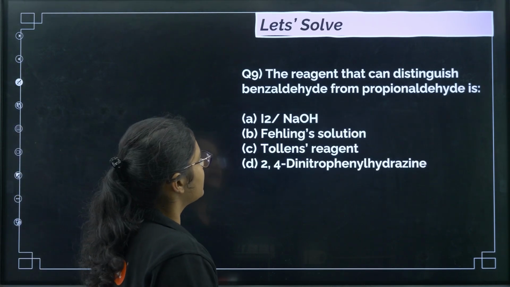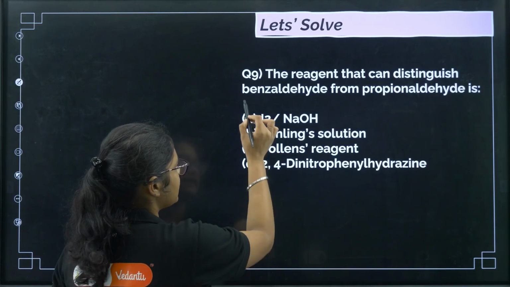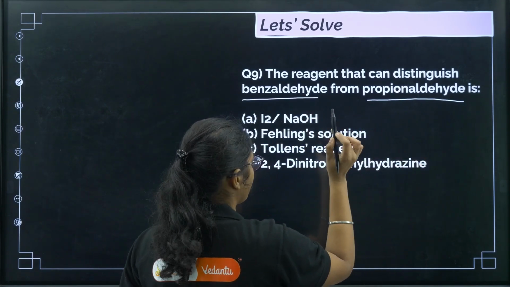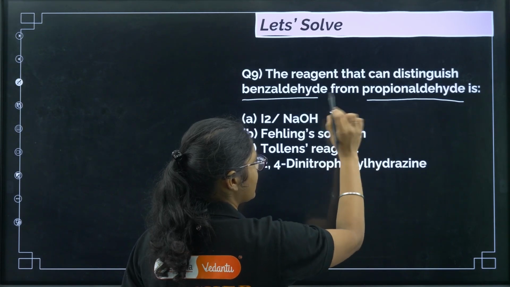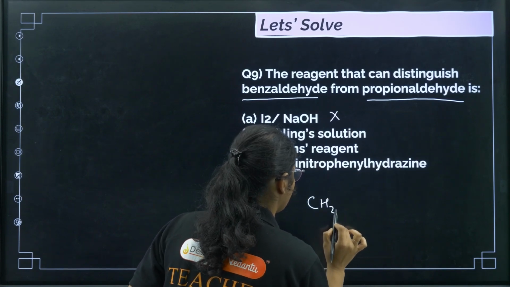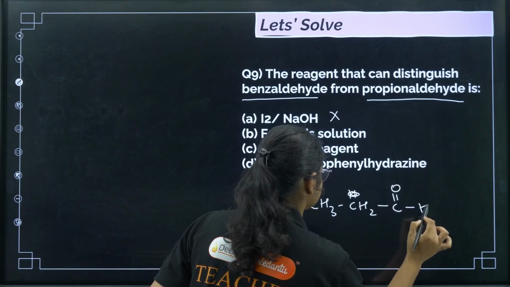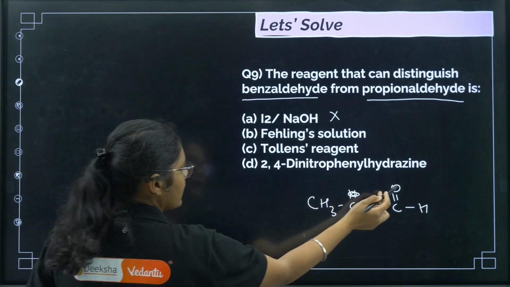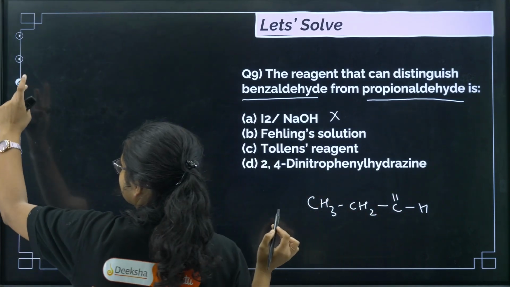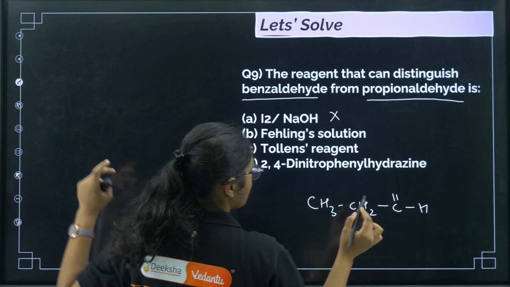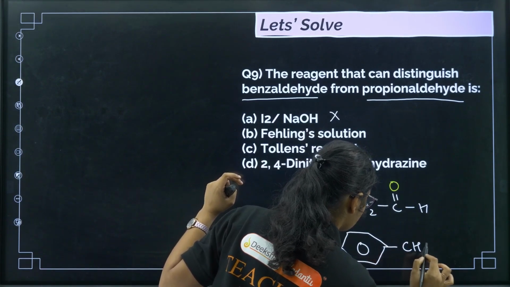Next, the reagent that can distinguish benzaldehyde and propionaldehyde. You have benzaldehyde and propionaldehyde, both are aldehydes. I2/NaOH will not react with either of them. What is the structure of propionaldehyde? That is simply propanal, CH3CH2CH=O. And here we have benzaldehyde.